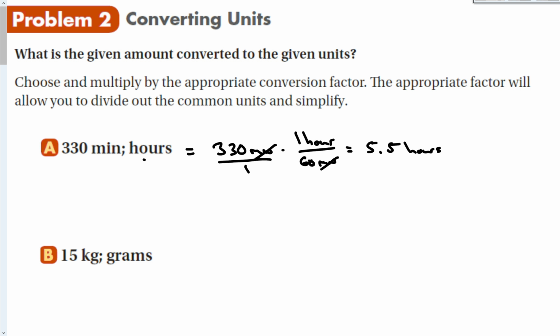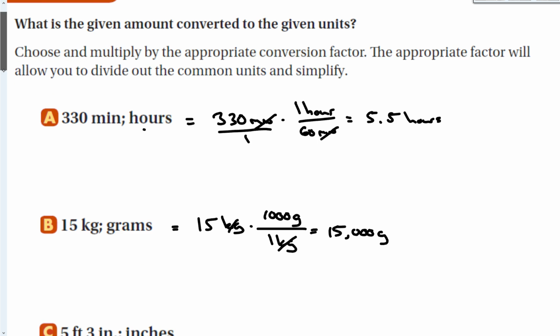Okay? Kilograms to grams is nice and easy. We start with 15 kilograms, and I multiply by 1,000 grams in 1 kilogram. Kilograms cancel out, and we're left with 15,000 grams.